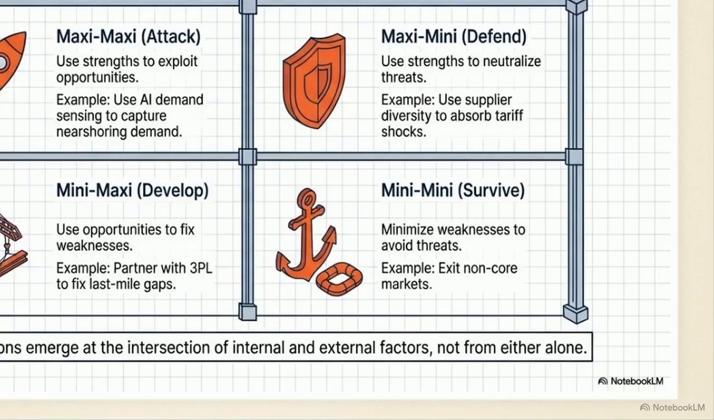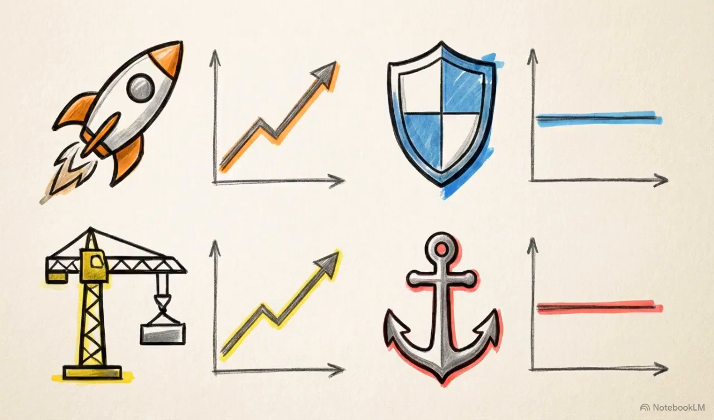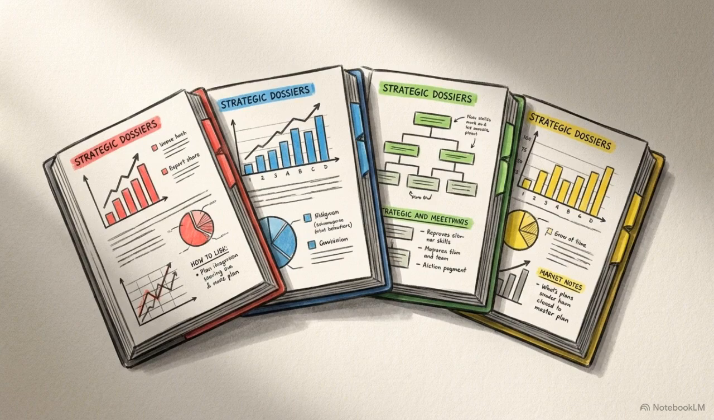Finally, the bottom right is the mini-mini, or survive strategy. This requires minimizing weaknesses to avoid external threats, like taking the difficult step to exit a non-core market entirely. A resilient supply chain strategy doesn't rely on a single aggressive move. It requires a balanced portfolio across all 4 of these quadrants: attacking, defending, developing, and surviving.